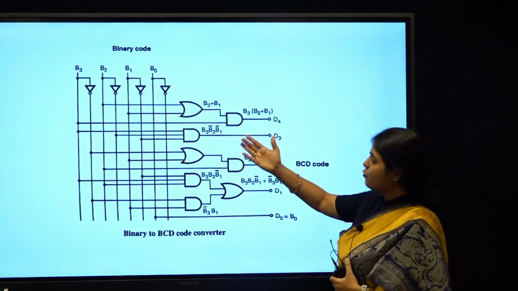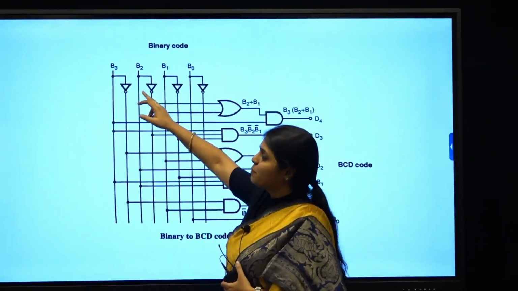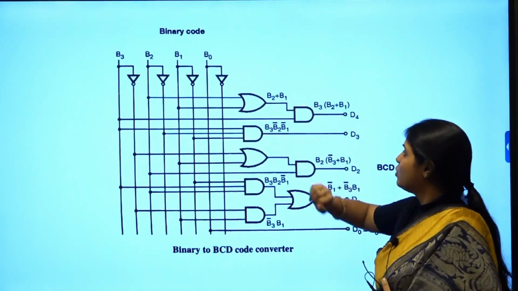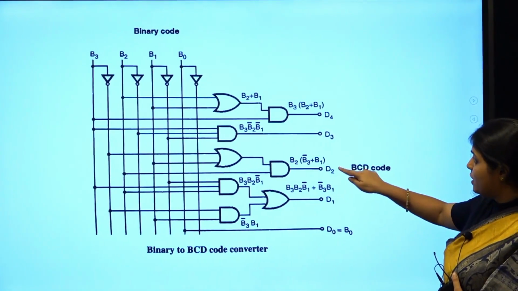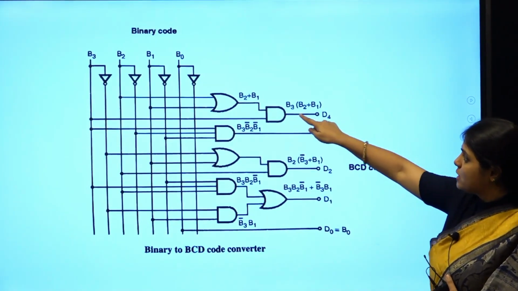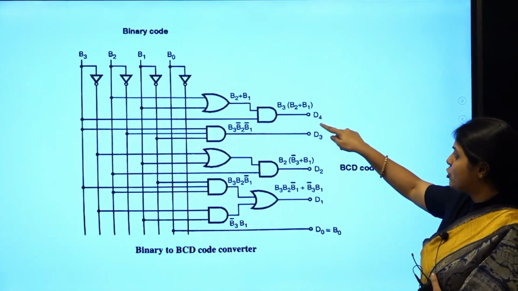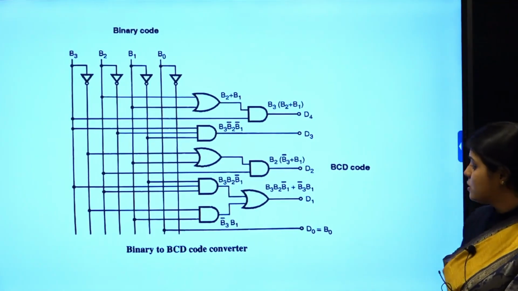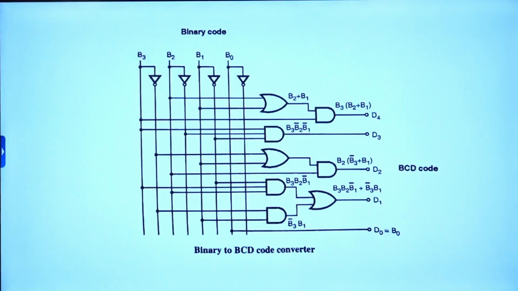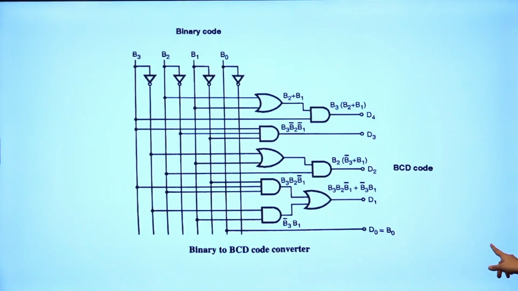So here I have taken 4-bit binary, so B0, B1, B2, B3. Along with that I have taken inverters, and we have 5-bit BCD. So the outputs are D0, D1, D2, D3 and D4. So using these inputs we have derived the logic expressions for each of the BCD outputs. Okay. So this is the logic diagram for binary to BCD code converters.